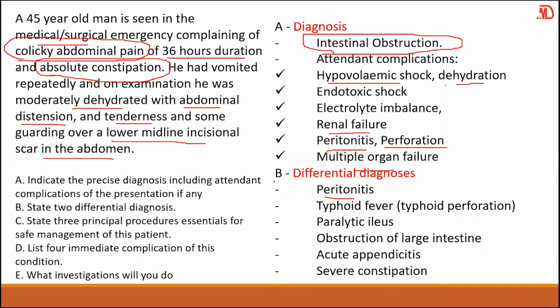So again, differentials, and like I said, typhoid fever, and as a result, it can lead to typhoid perforation. So one of the complications of not treating typhoid fever is that you can have a perforation. Then you can have a paralytic ileus, obstruction of the large intestine. We can talk about acute appendicitis, severe constipation. So these are our possible differential diagnosis.